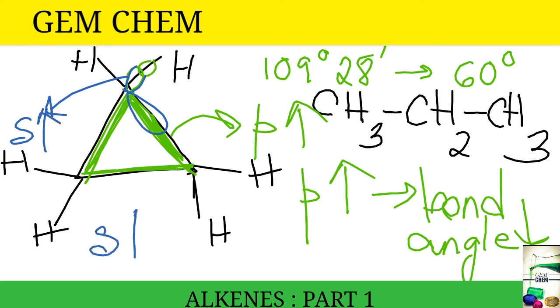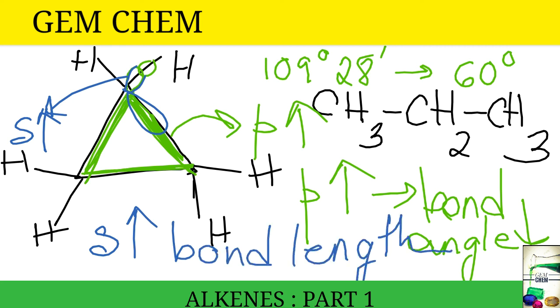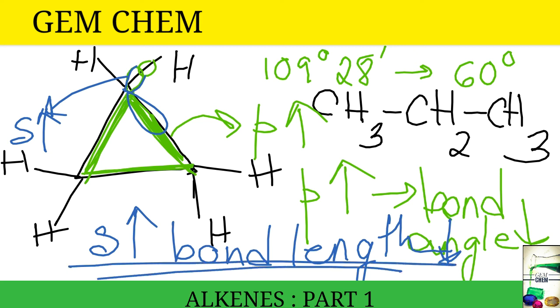So we know s character is proportional to 1 by bond length, that is, inversely proportional. So as s character increases, bond length decreases, right? So as s character increases, bond length decreases. This means that this bond has length lesser than these carbon-hydrogen bonds. So this much for today.